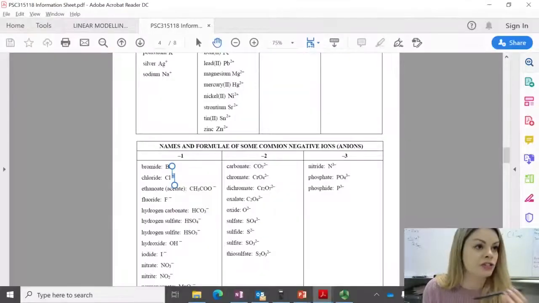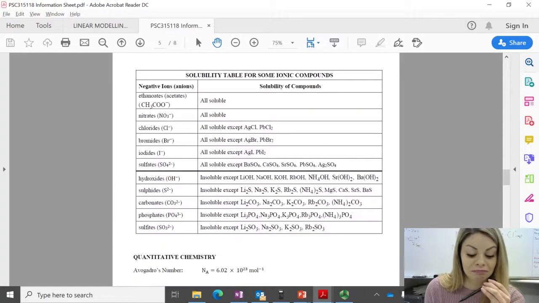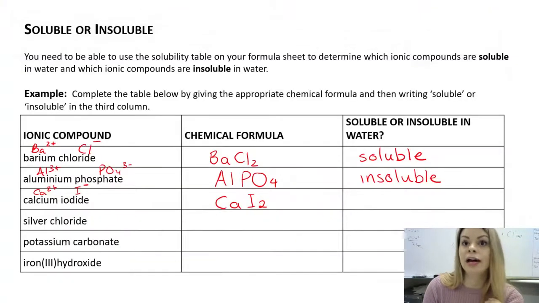And who's already checked the solubility? Iodides are all soluble except for silver and lead. We don't have silver or lead, we've got calcium, so it must be soluble. Do you agree?